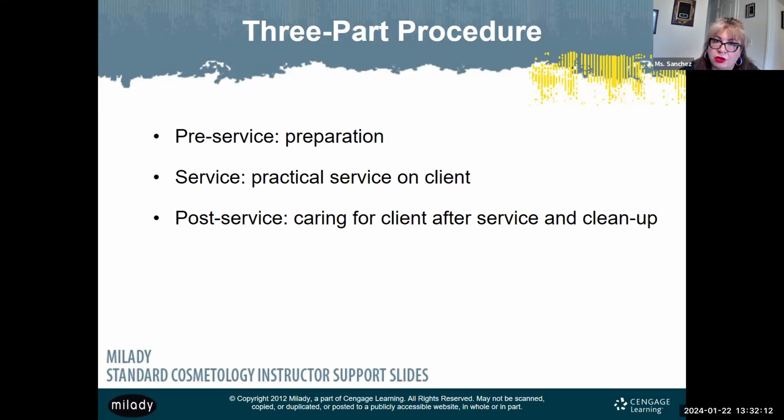You're not just going to let them go. You're going to make sure the client is okay. You tell them what products to take home. You're going to charge for the service and reschedule an appointment. How are you going to follow up if you never make an appointment for them to come back?